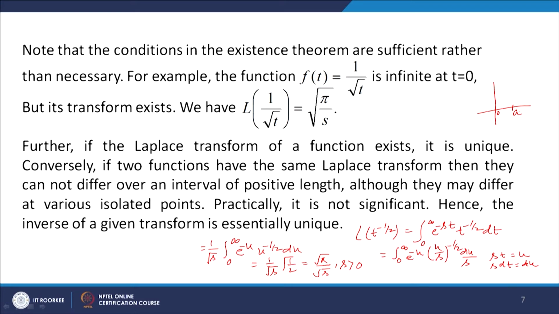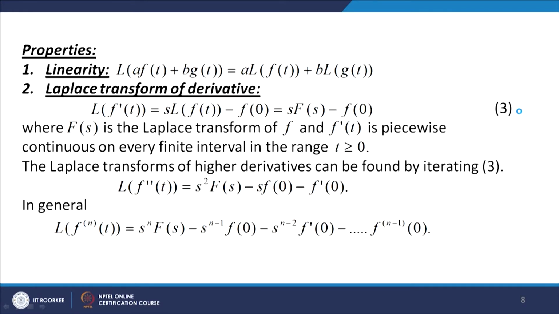Now, further, if the Laplace transform of a function exists, it is unique. Conversely, if two functions have the same Laplace transform, then they cannot differ over an interval of positive length, although they may differ at various isolated points. Practically, it is not significant, hence we shall assume that the inverse of a given transform is essentially unique. The Laplace transform satisfies the linearity property. If f and g are any two functions whose Laplace transform exists, then L(a f(t) + b g(t)) = a L(f(t)) + b L(g(t)), where a and b are constants.